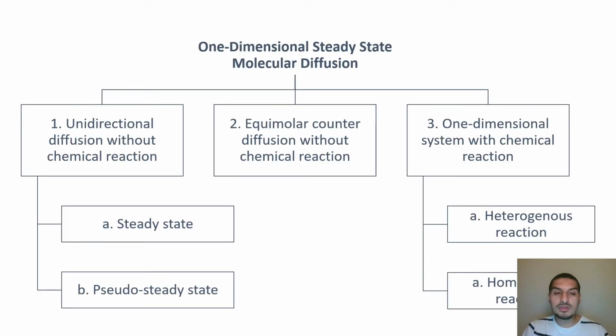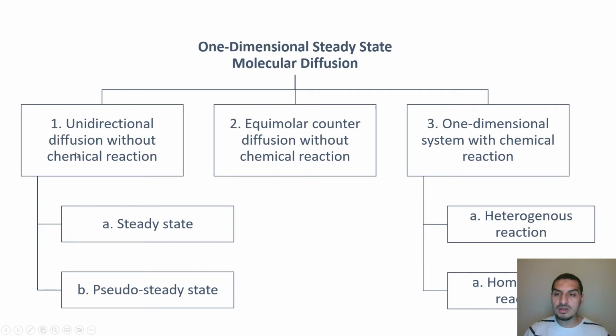So these are the cases that we are going to cover. We have three main topics: unidirectional diffusion without chemical reaction, equimolar counter diffusion without chemical reaction, and one-dimensional systems with chemical reaction. All of them are one-dimensional steady-state molecular diffusion cases. Under unidirectional diffusion, we have steady state and pseudo-steady state. Under diffusion with chemical reaction, we have heterogeneous and homogeneous reactions. In the coming videos, we will keep each video to cover one of these cases.